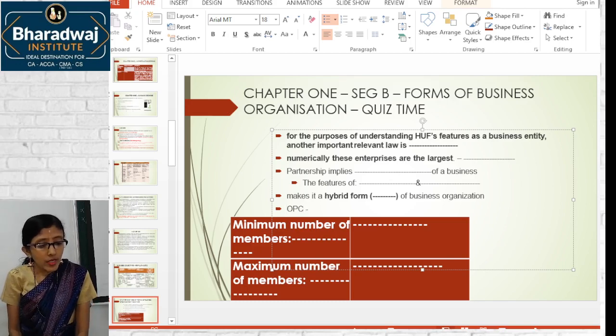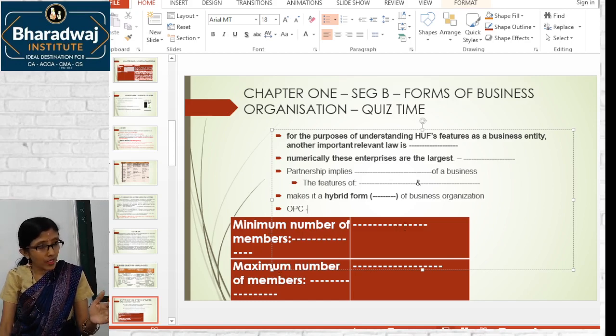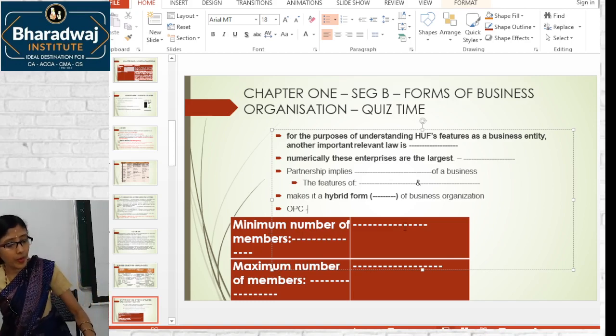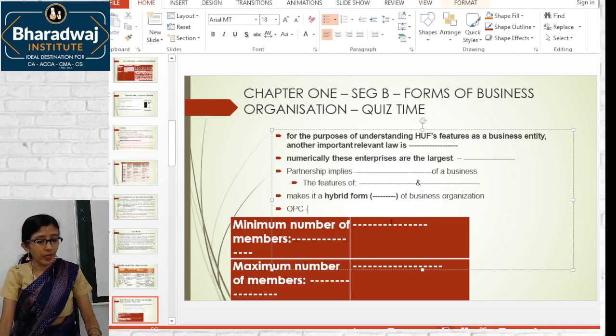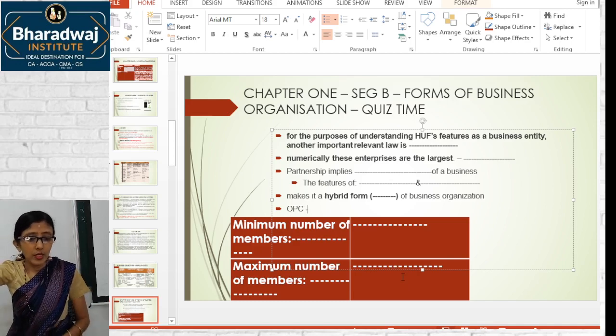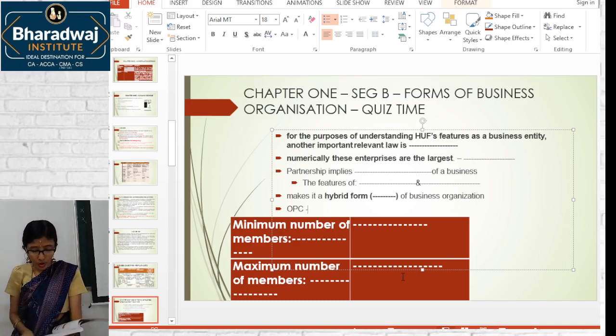Then see, minimum number of members, this column for private company, maximum number of members for private company. And the second one, column B, same question for public company. Is that clear? Minimum number of members and maximum number of members for public company. Please do that. So I have selected four questions. To my knowledge, I have marked important questions for you.